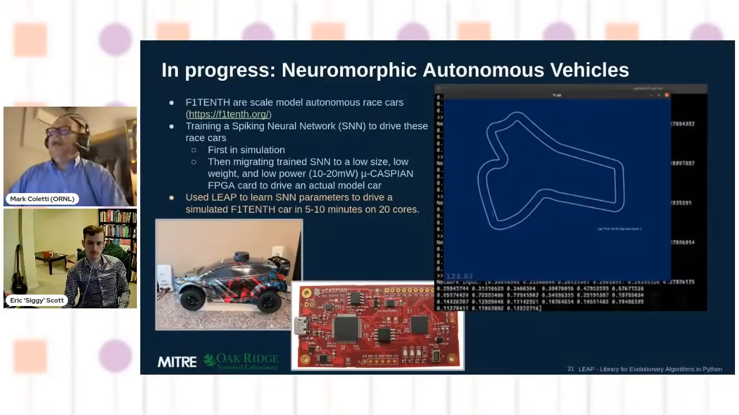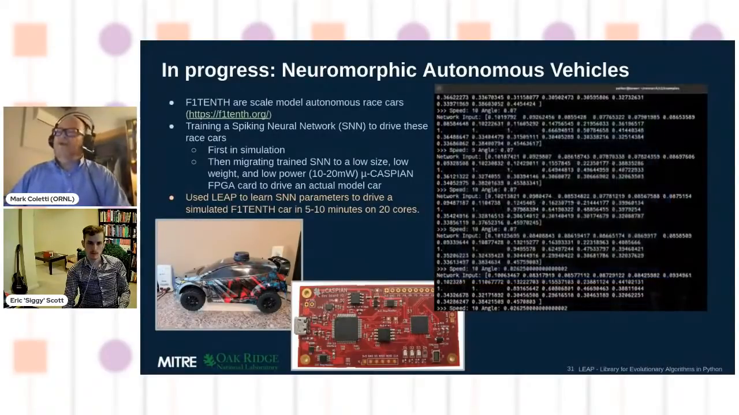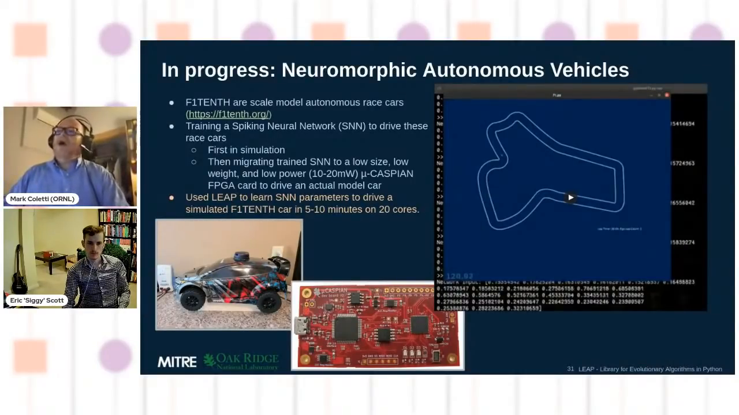He also developed this card you see at the bottom, this micro-Caspian card. It's based on an FPGA chip, and he's going to copy this spiking neural network onto that card, drop the card into that car, and have the actual car drive around using the spiking neural network. I'll point out that this card has a very low power requirement, only 10 to 20 milliwatts, and it's also very small, about the size of a credit card. So it actually has generalized applications, I think, to other areas. We're pretty excited about this.